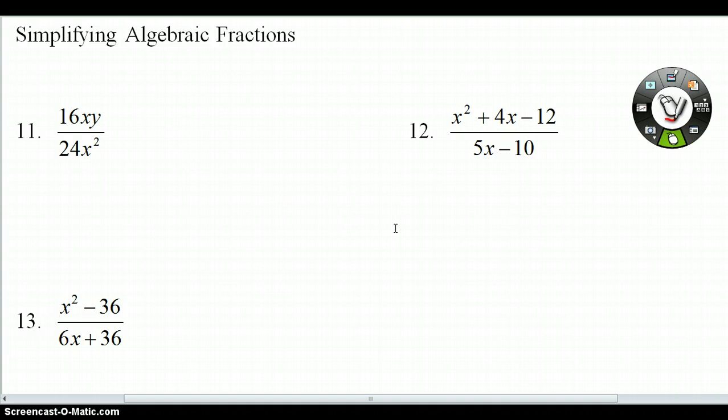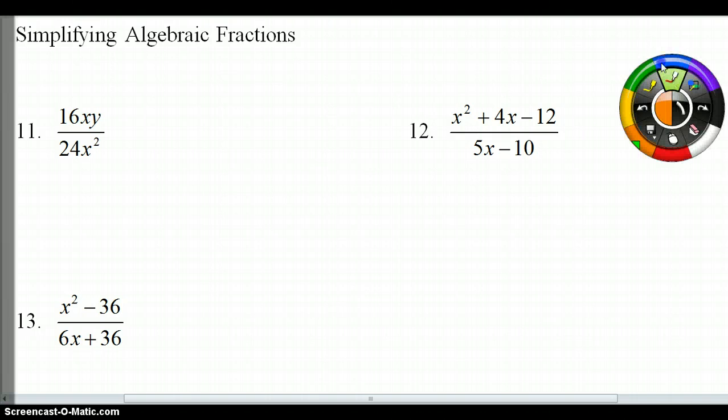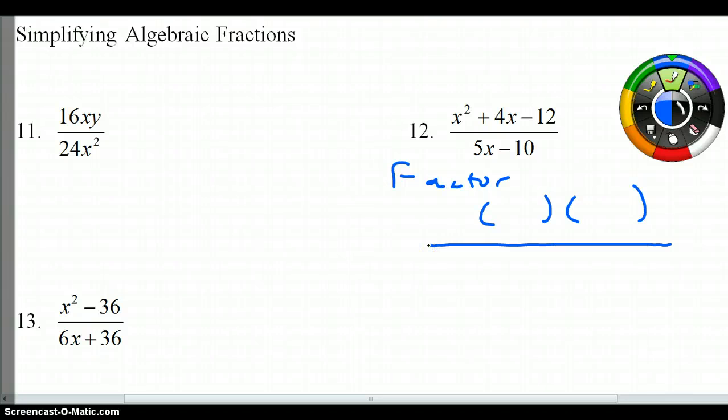And basically what you want to see the difference of with number 12 and number 11, notice that in number 11 we have no plus minus signs, and in number 12 we do have some plus minus signs. So in 12, the first thing that you want to do is factor, and then you can cancel out. So I want to remind you how to factor the numerator. We want to look at the factors of -12 that add up to a +4.